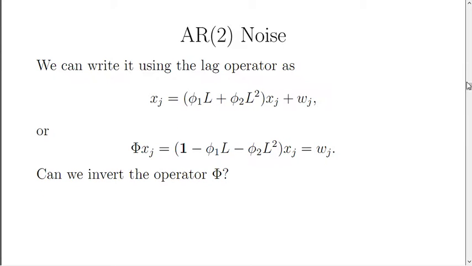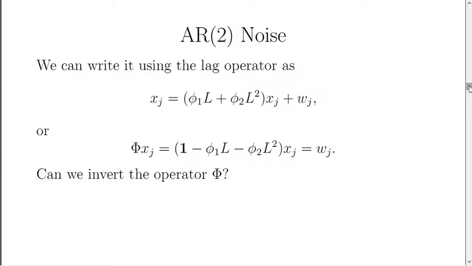We can write it using the lag operator just as we did with an AR1 process. That looks like this: a particular constant times the lag operator plus a different constant times the lag operator squared, which is the lag 2 times operator. And we can arrange things algebraically to say that it's this operator times the data gives white noise, and we can even give a name to that operator. We can call it uppercase Greek letter phi, the AR2 operator.